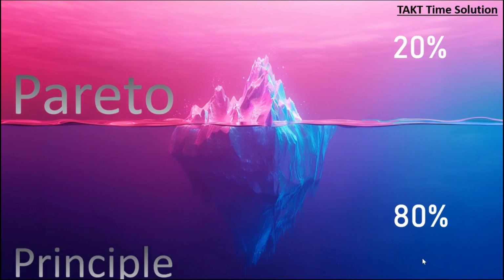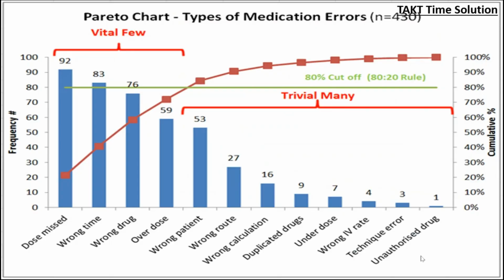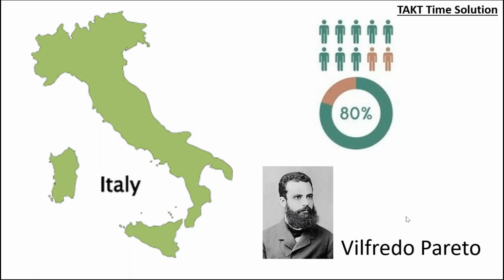It is a tool used in Six Sigma methodology to prioritize and focus on the most significant factors contributing to the problem. A Pareto chart is a graphical tool that helps you identify the 20% of causes that produce 80% of the effect. The Pareto principle was developed by Italian economist Vilfredo Pareto, who observed in the late 19th century, while studying the distribution of wealth and resources, that 80% of land was owned by 20% of the population.